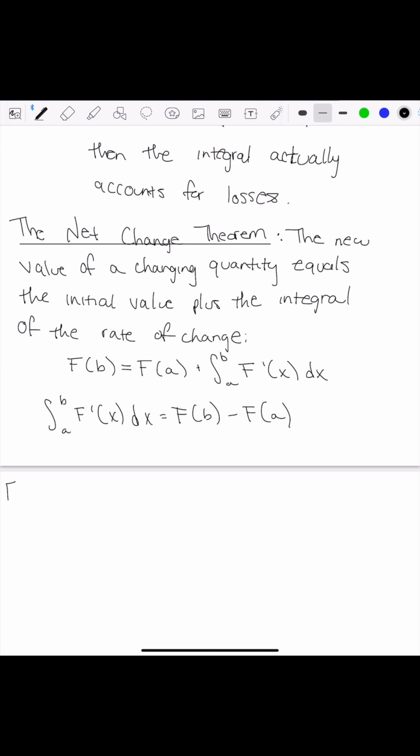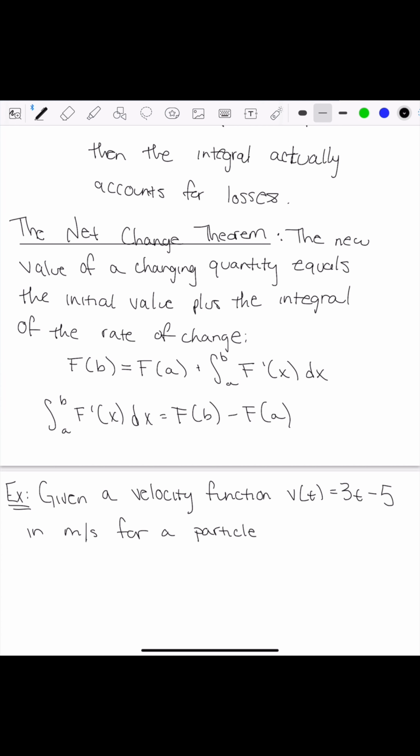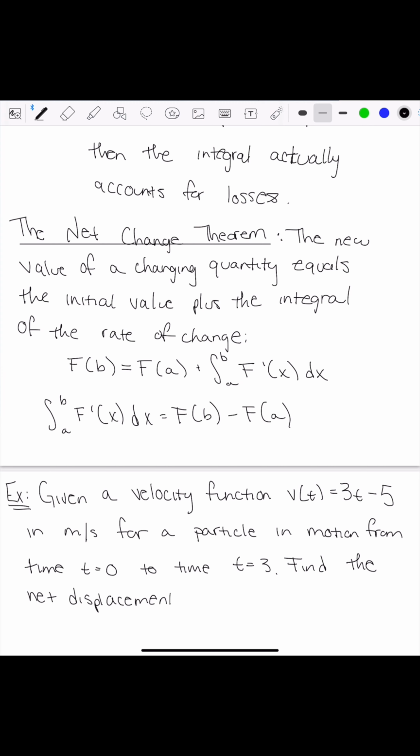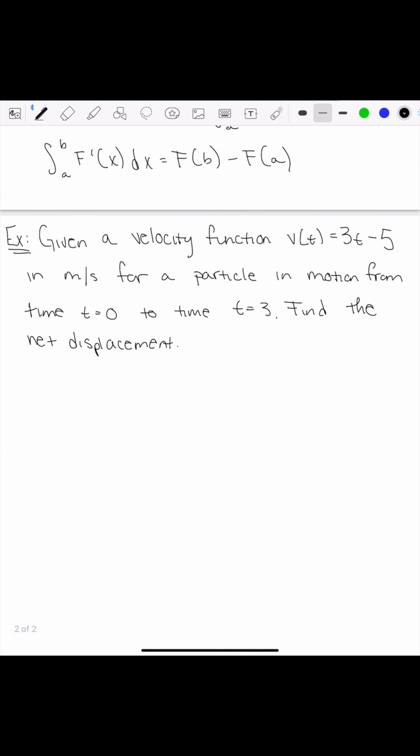So let's do an example. Given a velocity function v of t equals 3t minus 5 in meters per second for a particle in motion from time t equals 0 to time t equals 3, find the net displacement. So whenever you see net, you already know that means that we want to account for negative distance traveled. Right, so we want to just do the integral from 0 to 3 of 3t minus 5 dt.